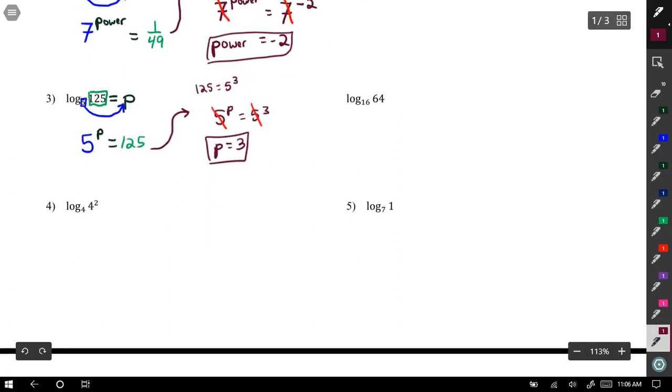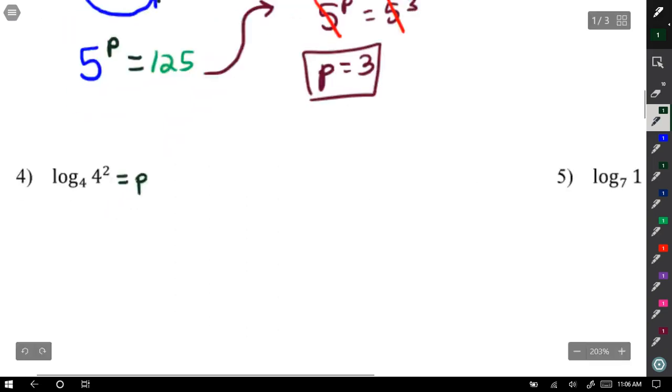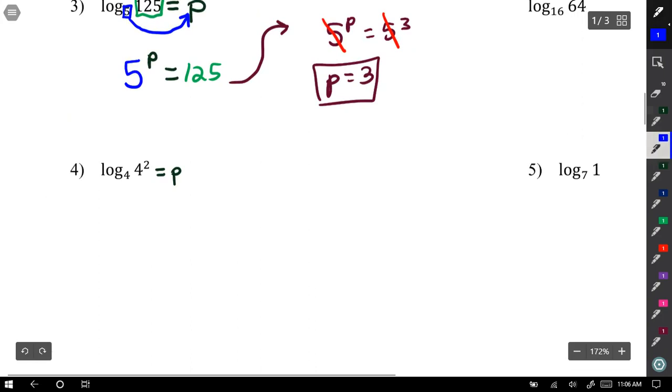Now this one may look like it's trickier, but we're going to always ask the question: what power of blank gives me blank? I'm trying to find what that power is, so I'm going to set it equal to P. And I'm going to identify all my parts. 4 is my base. My number, I'm just going to leave it alone as 4 squared, and you're going to see why. And my power, P, I'm trying to find. So my base, what power of 4, so 4 to some power P, gives me 4 squared.